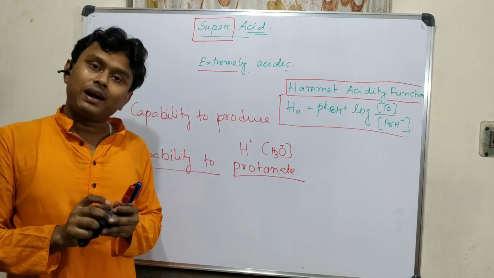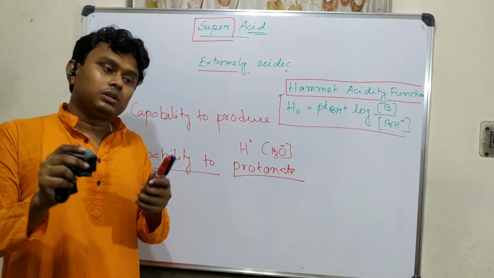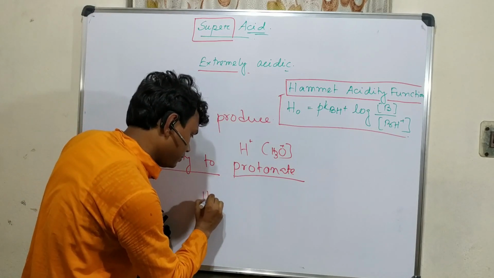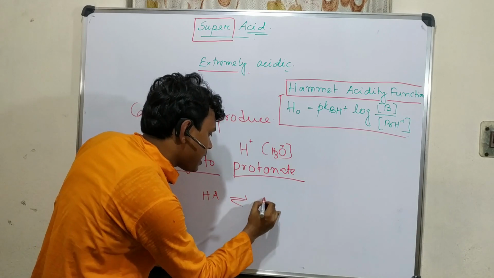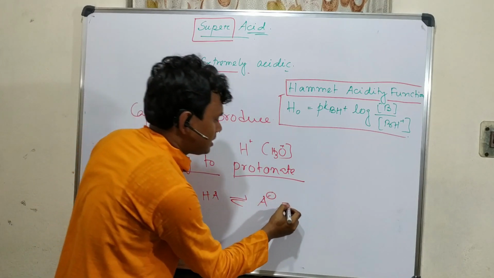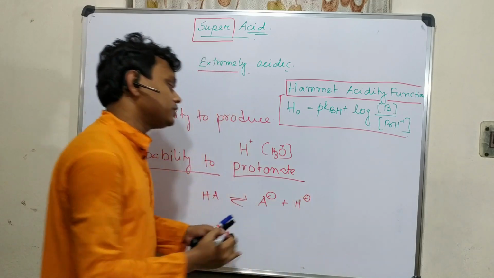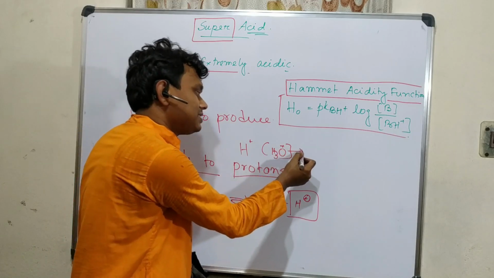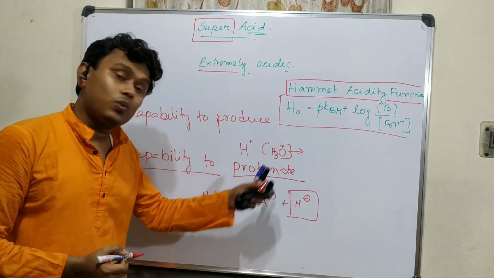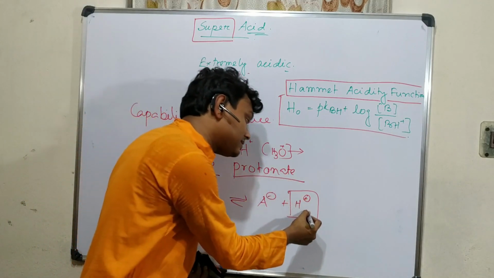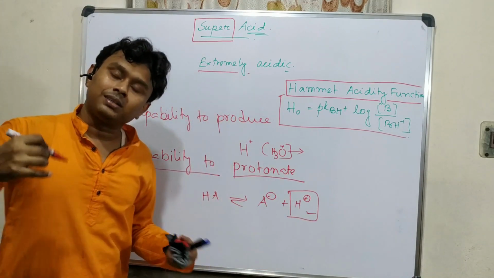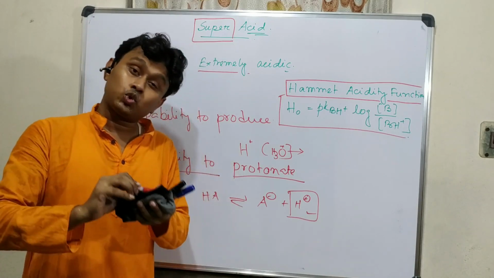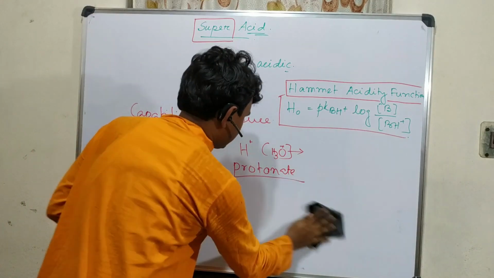In case of superacid, what happens? If we consider HA, this A minus anion is extremely stabilized, and that is why the proton prefers to remain in this stage. Previously it was stabilized by H3O plus, but in case of superacid no water is there, so it is less stable. Less stable means it protonates someone more efficiently. That is the main basis of the super reactivity of superacids.